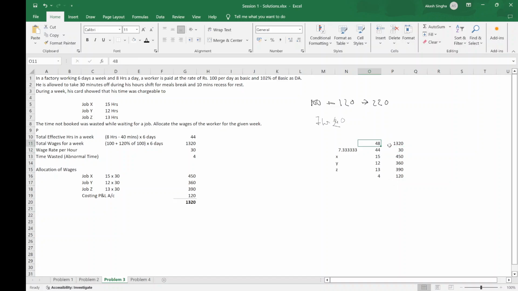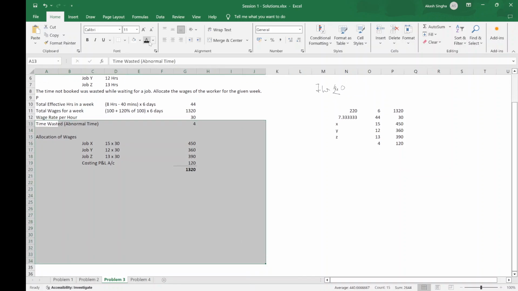So the total cost would be for 6 days at 220 per day. So in total 1320 rupees. Anything else?